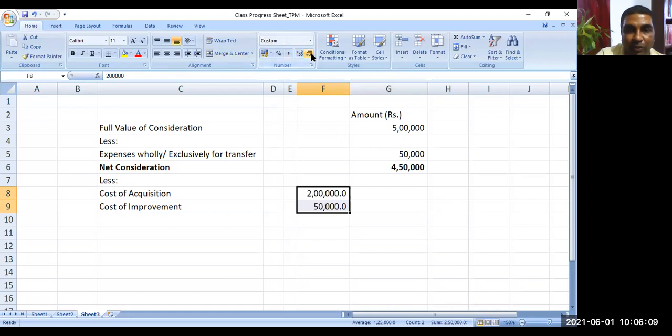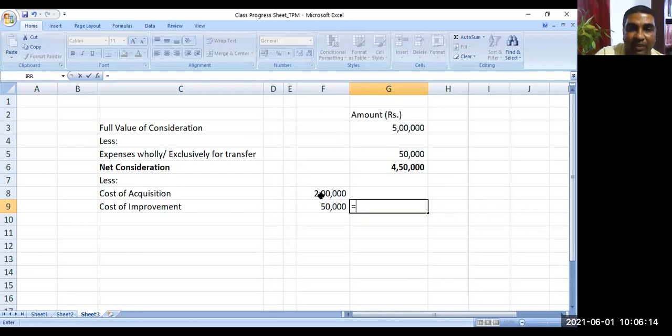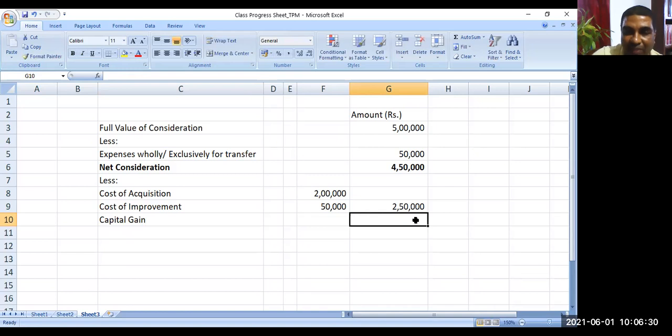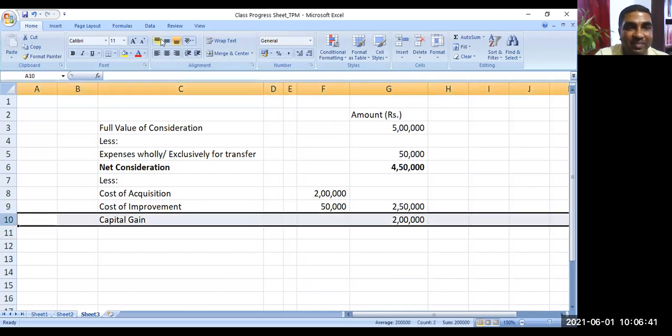Now, total how much is to be deducted? Cost of acquisition and cost of improvement, both taken together. So this plus this, 2,50,000 will be deducted. Okay, fine. Now, next thing is my capital gain. Now, I think you do it. Can you tell me how much is my capital gain? 2 lakh rupees. Yes, 4,50,000 minus 2,50,000. So 2 lakh, on which I have to pay tax.